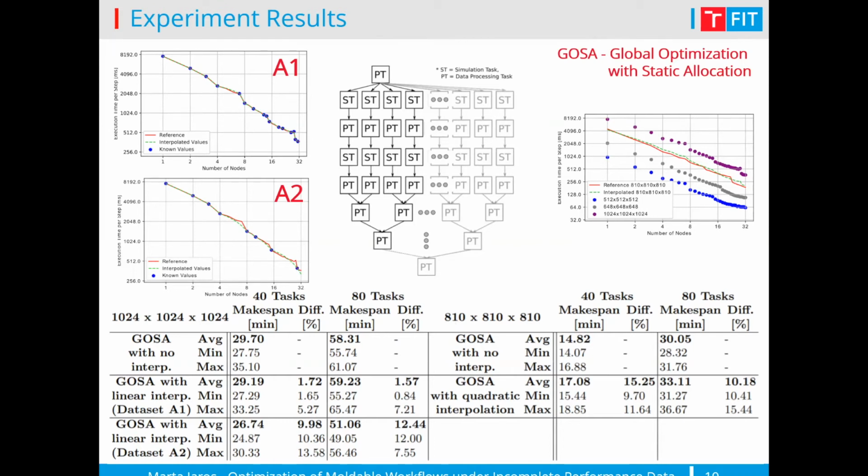The first row in the table is again the reference one, so the interpolation wasn't used in this case. And the second row shows the case where the quadratic interpolation was used, and the error I've got is between 10 and 15%. So this is, I think, also quite nice.